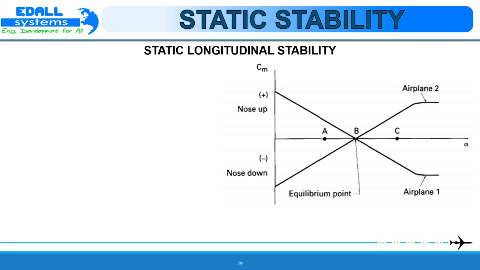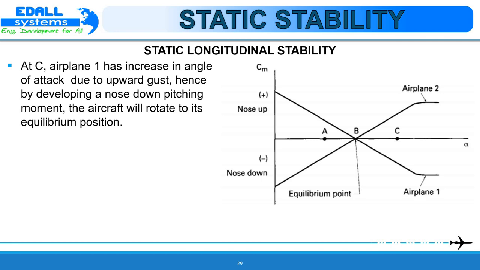Now let us consider two aeroplanes and their respective pitching moments as shown. The pitching moment curve is considered to be linear until the wing is close to stalling. Both aeroplanes are flying at a trim equilibrium point B. Suppose the aeroplane suddenly encounters an upward gust such that the angle of attack is increased to point C. At point C, aeroplane 1 would develop a negative nose-down pitching moment that would tend to rotate the aeroplane back towards its equilibrium point. However, for the same disturbance, aeroplane 2 would develop a positive nose-up pitching moment that would tend to rotate the aeroplane away from the equilibrium point.